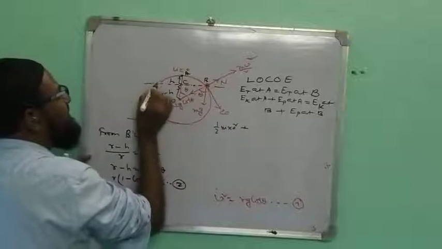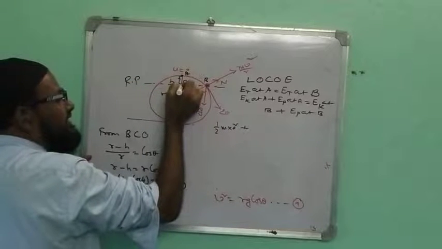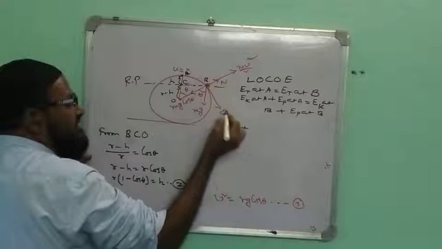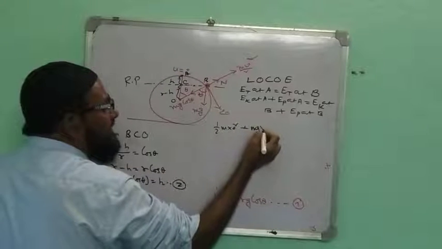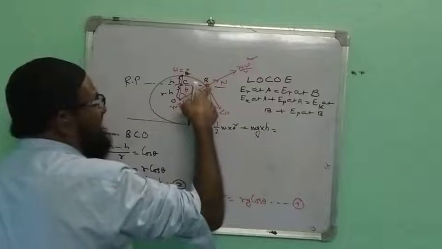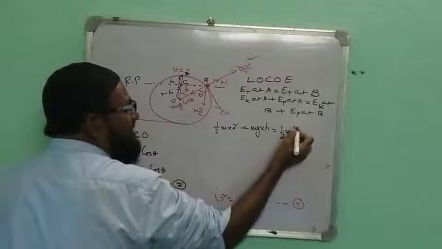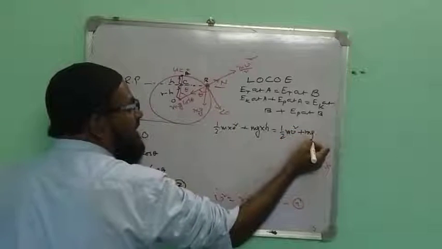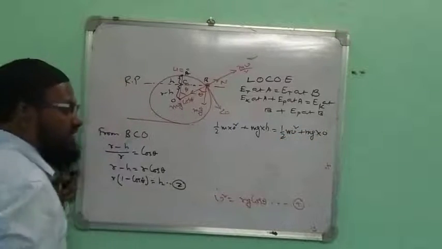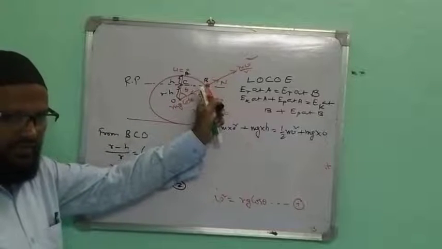This is the reference plane, RP. With respect to this reference plane, at A the potential energy is mgh. What is the kinetic energy at point B? This is half mv square, and the potential energy is mg into 0. This is the reference plane, therefore h is 0.